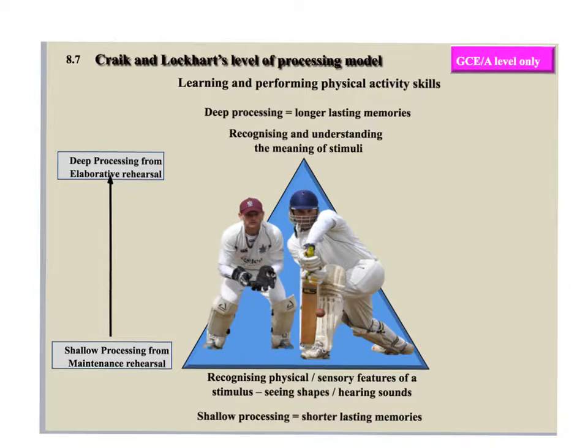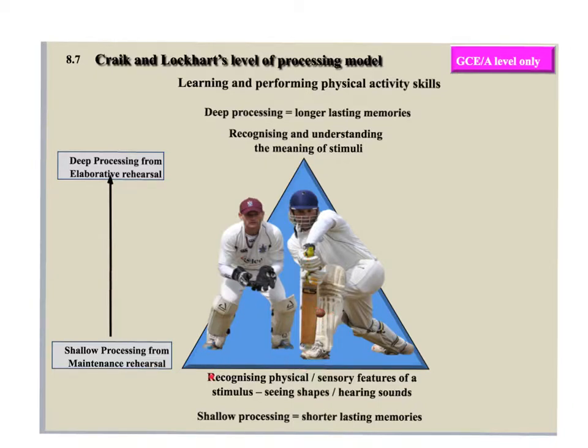Okay, then just looking at the very last bit. Up here we've got the deep processing, the longer lasting memories, recognising and understanding the meaning of the stimulus. So in this example, if he misses that ball, he's going to get out. So it's very important that he learns this shot, and gets that motor program, that skill, in his long-term memory, because the meaning is if he misses it, he's going to get out.